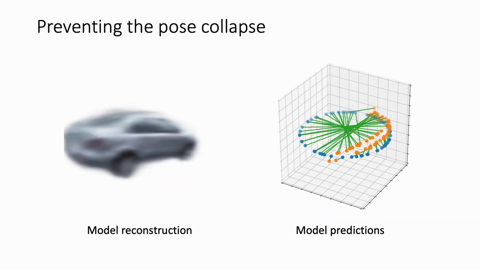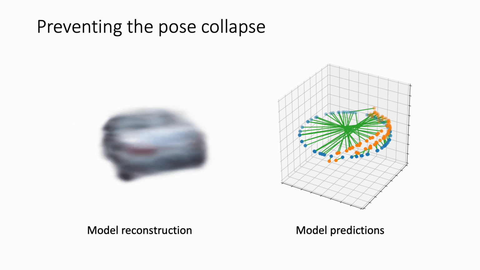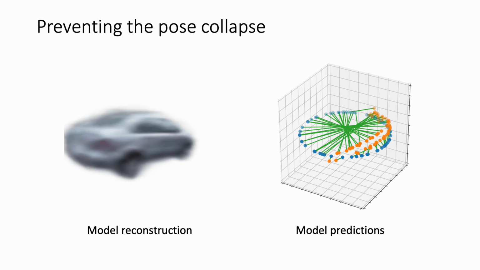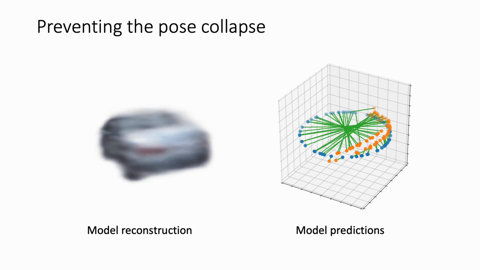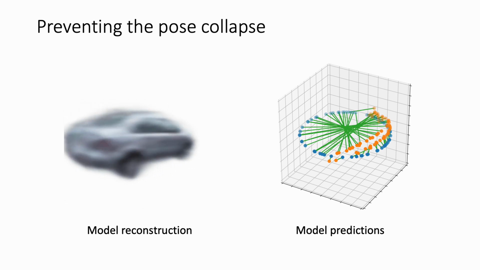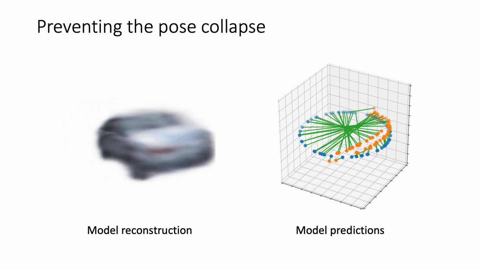Disentangling these factors can be complex, and in practice it leads to pose collapse, where camera poses are all predicted in the same region of space. The model then tries to compensate by overusing NeRF's powerful rendering scheme, causing a degenerate solution, as illustrated in this video.